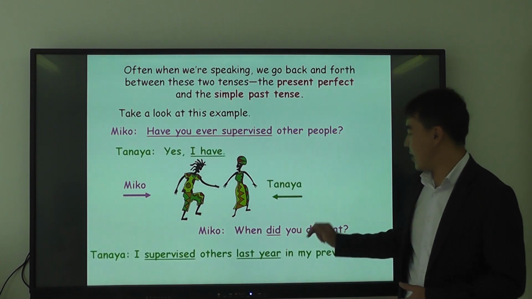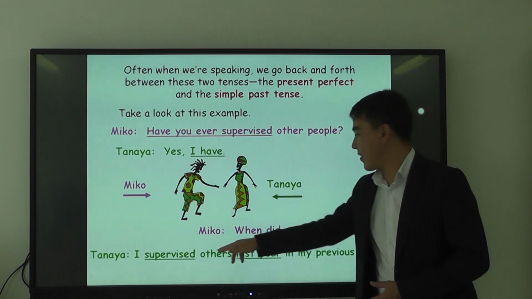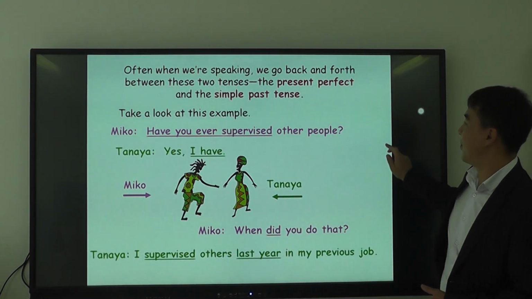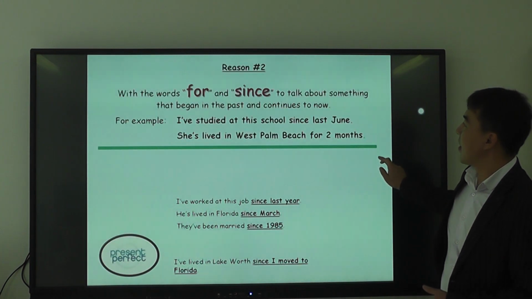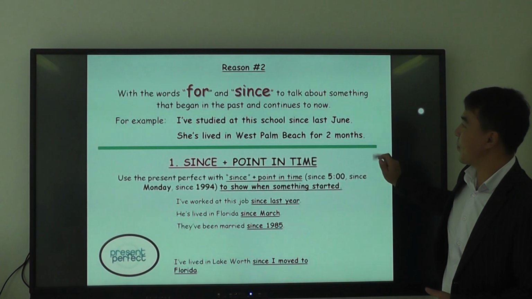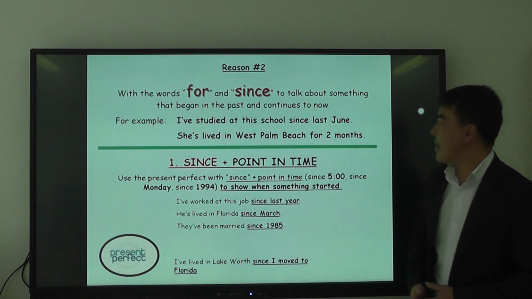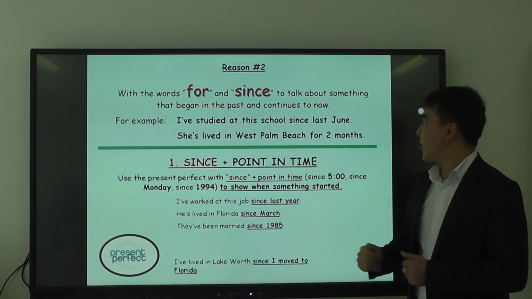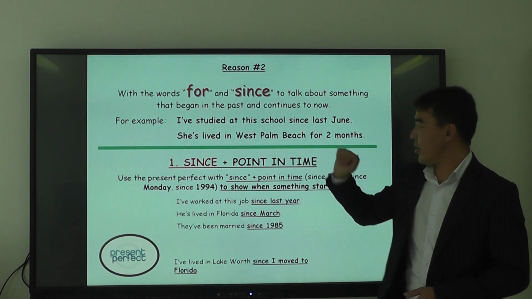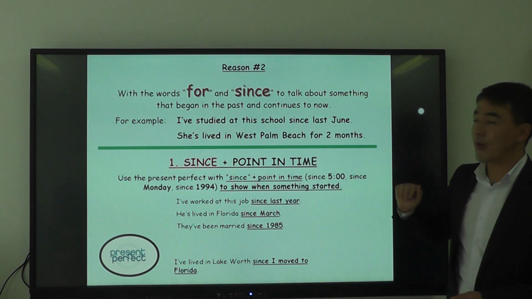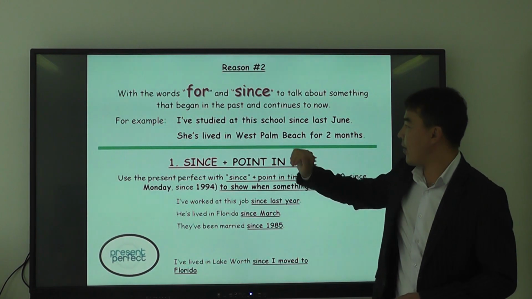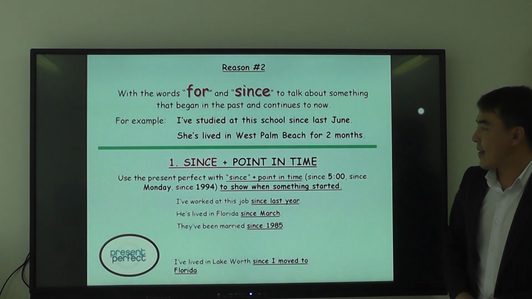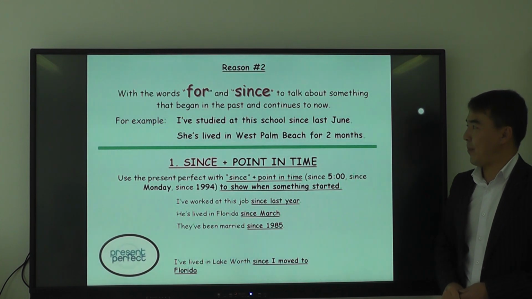The answer of this sentence: I supervised others last year in my previous job. Reason 2. With the words for and since to talk about something that began in the past and continues to now. For example, I've studied at the school since last June, and she's lived in West Palm Beach for 2 months. Since plus point in time.